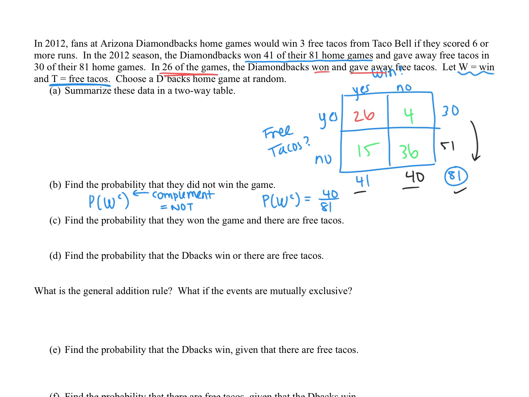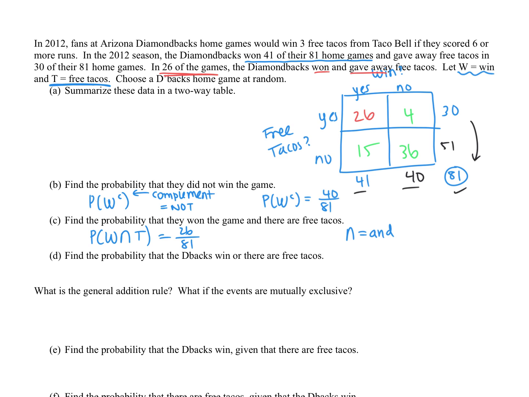The way to write that: probability of winning and free tacos. So this symbol is the and symbol. Again, out of the 81 games, if I look at how many they won and they gave away free tacos, that happened 26 times. This is considered your work.